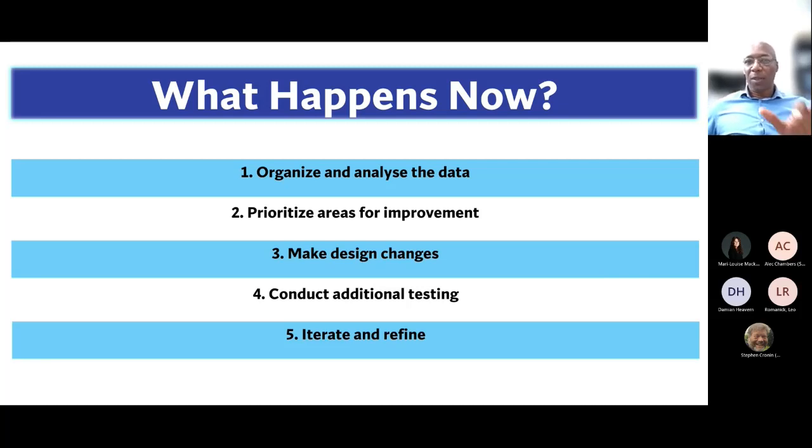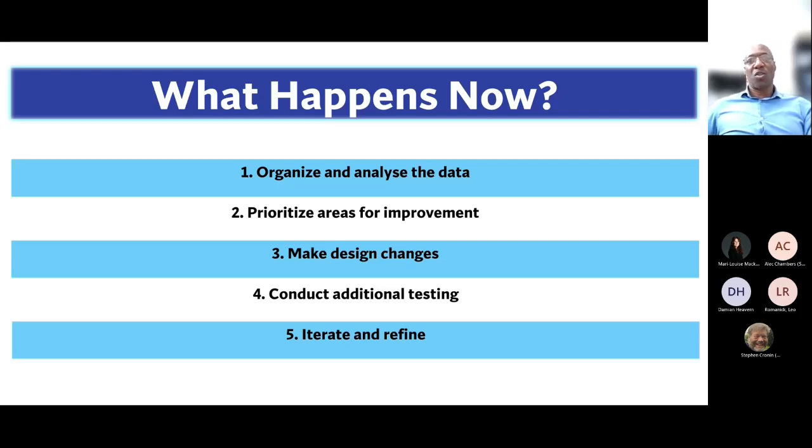Look for areas where participants struggled, areas where they excelled, and areas where they provided feedback. Based on the insights gained from the user testing, prioritize the areas that need improvement. This can help to focus design efforts and ensure that changes are made where they will have the greatest impact on the user experience.